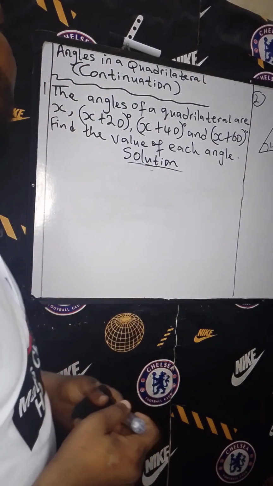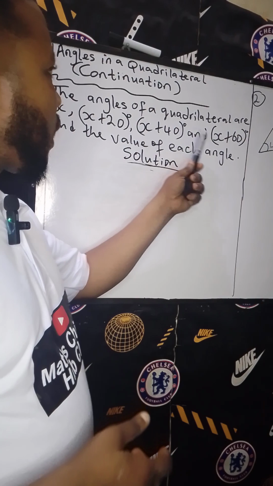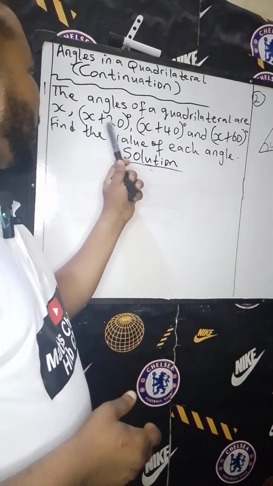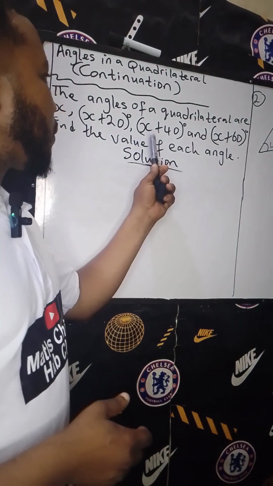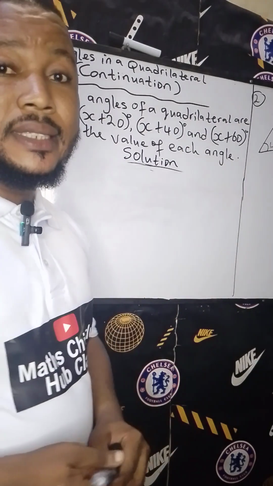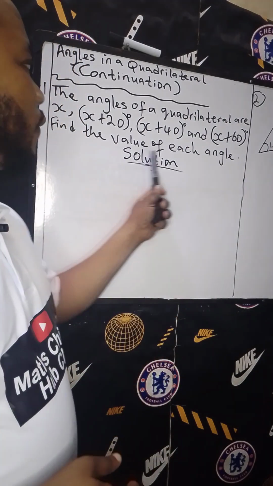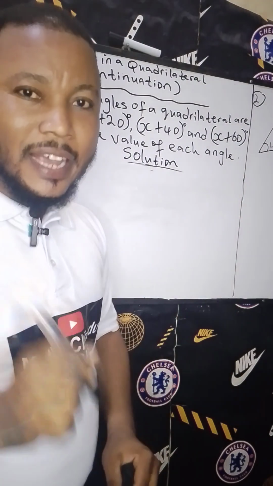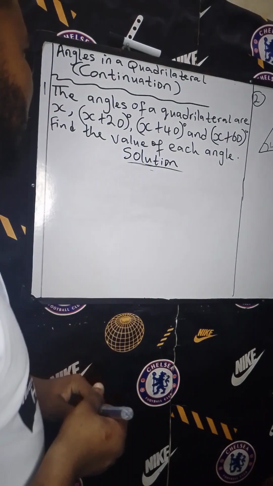So let's find this. This says the angles of a quadrilateral are x plus 20 degrees, x plus 40 degrees, and x plus 60 degrees. Find the value of each angle. So let's find the value of each angle of this quadrilateral.